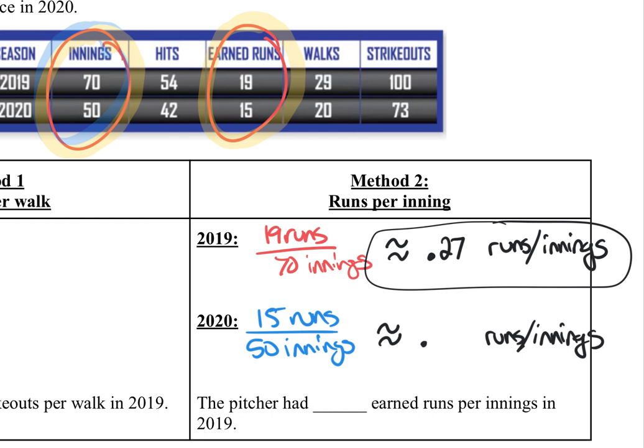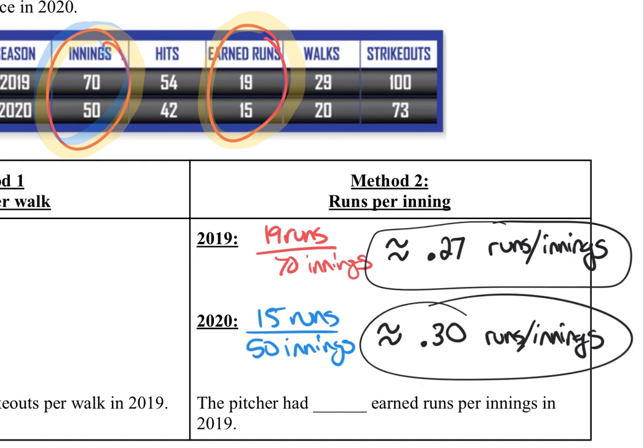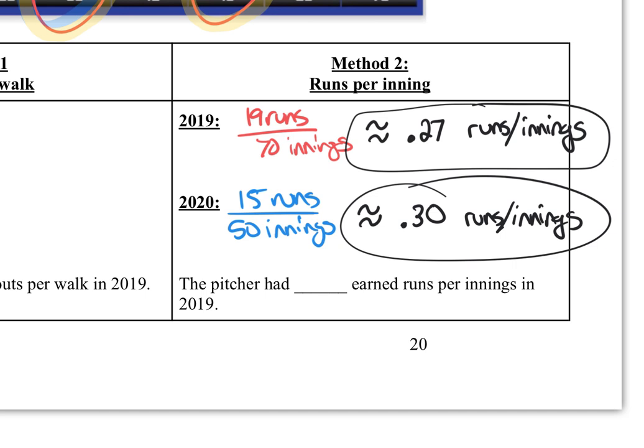And then what about the 15 divided by 50? 0.3. Yeah. And there was a 0, but do I have to put a 0? No. Did I still round it technically? Yeah. Okay. If you want to put the 0, you can, but you don't have to. All right. So it says the pitcher had blank earned runs per inning in 2019. So did he have more runs or less runs? Less, yeah. 0.27 is less than 0.3. Because remember, 0.3 is really like 0.30. Good. So you could say he had less earned runs or he had fewer earned runs, whichever.